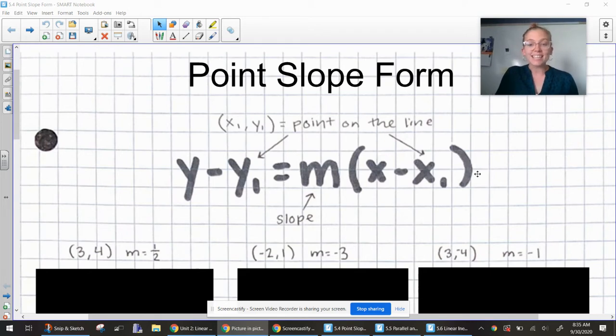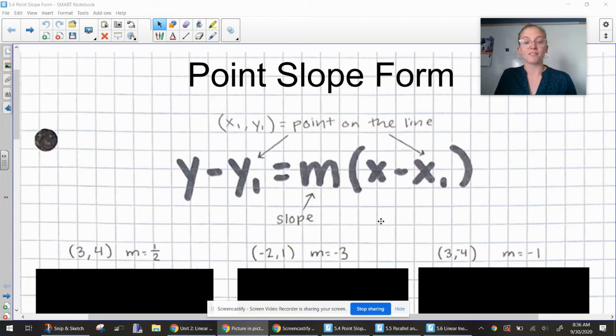Today we are going to talk about the point-slope form of a linear equation. So this is the equation of a line in point-slope form. And the reason it's called point-slope form is because it focuses on a specific point and then the slope of that line. So the equation is y minus y1 equals m times x minus x1. x1, y1 could be any point along the line. M is always the slope of that line.